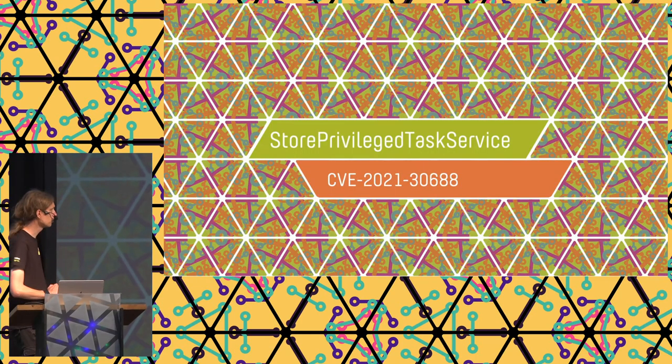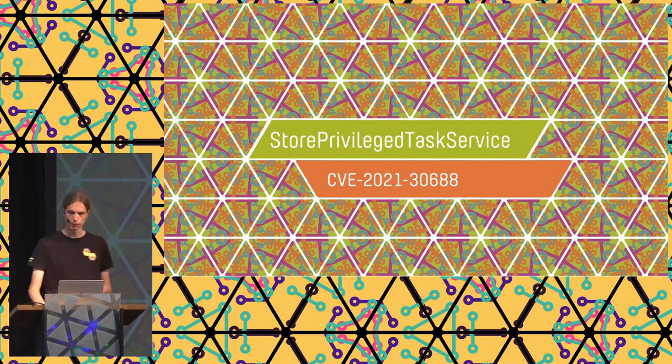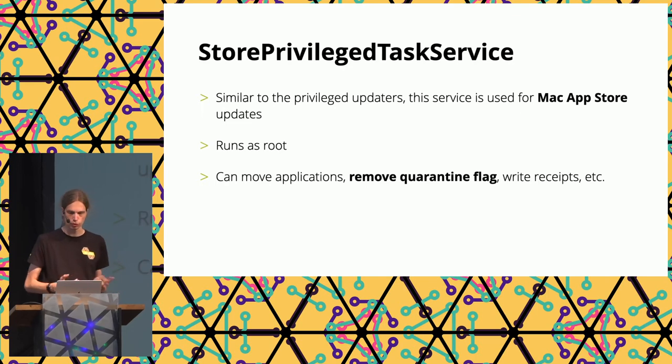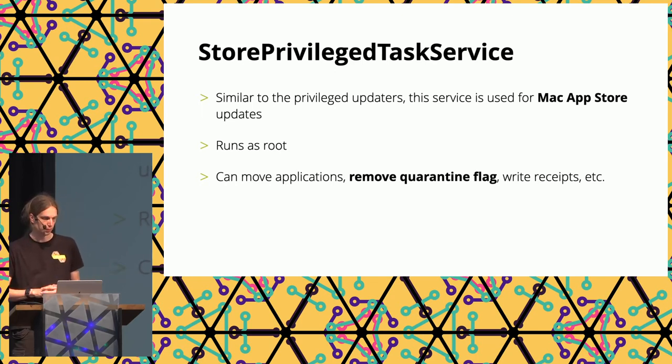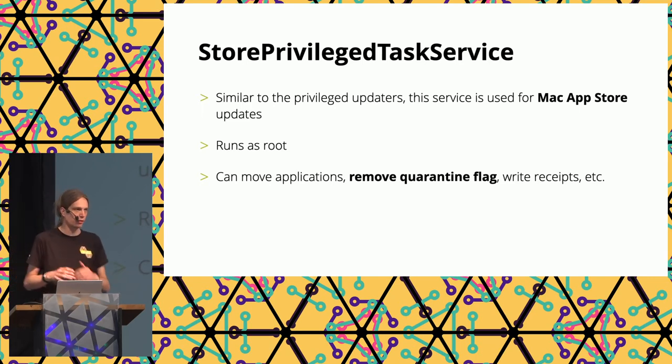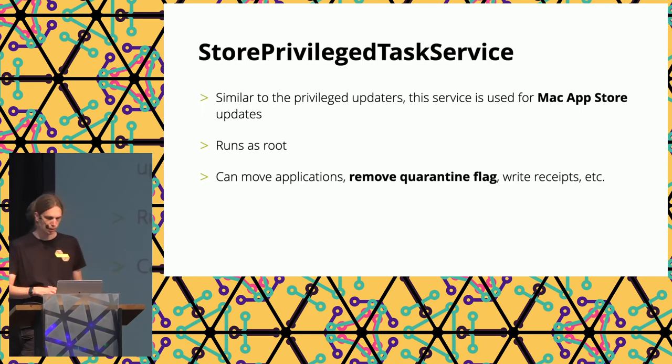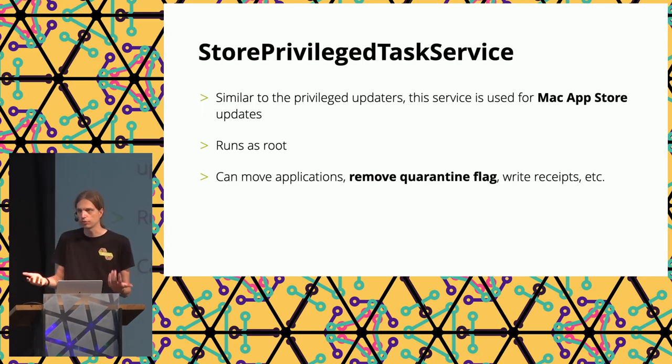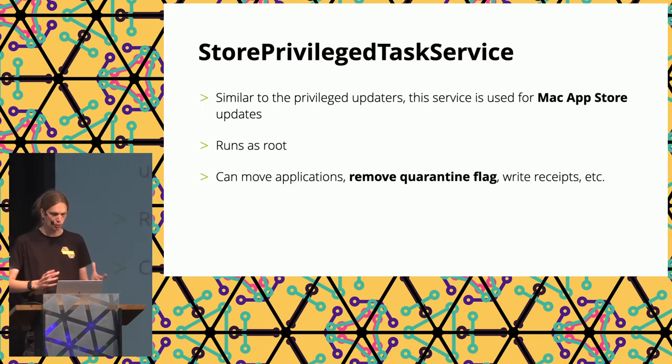And the next one, this is in the store privileged task service. So this was a service installed within macOS, so not a third-party application. This is a service similar to the privileged updaters from the previous step. But this one is used for installing updates from the Mac App Store. So this service is running as root, and it can do a couple of things similar as before. They needed root privileges for certain steps, so they created a separate privilege tool to do just those steps, and then other things can request it to do that. So for example, it can move the application to a different location. It can remove the quarantine flag, which is applied to files you have downloaded from the internet, and something about managing receipts.